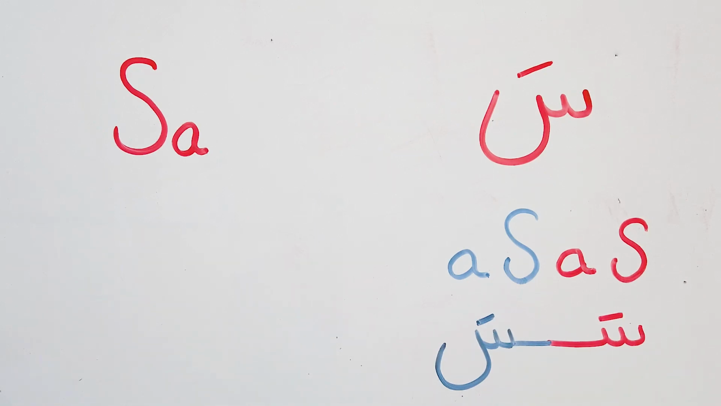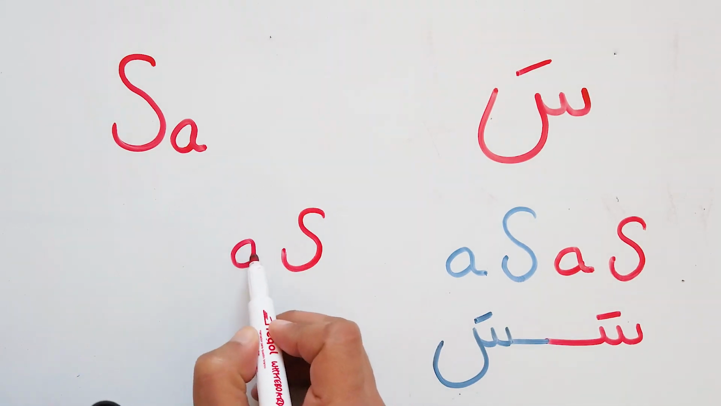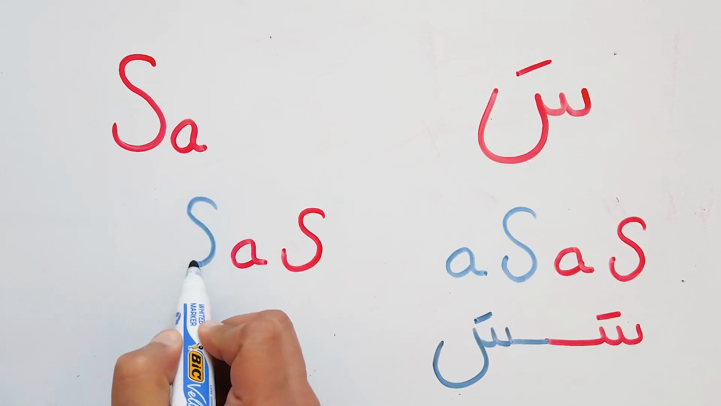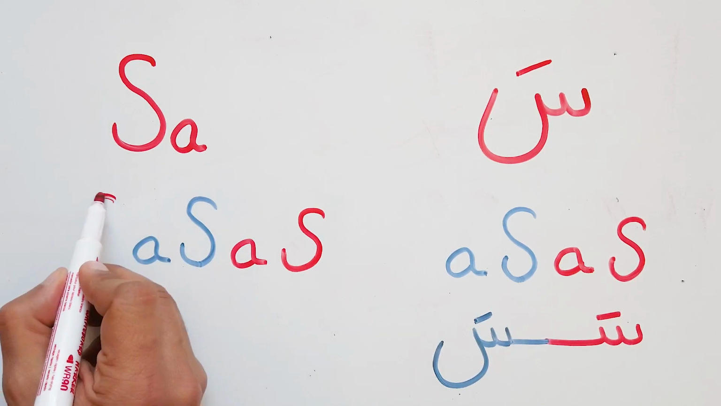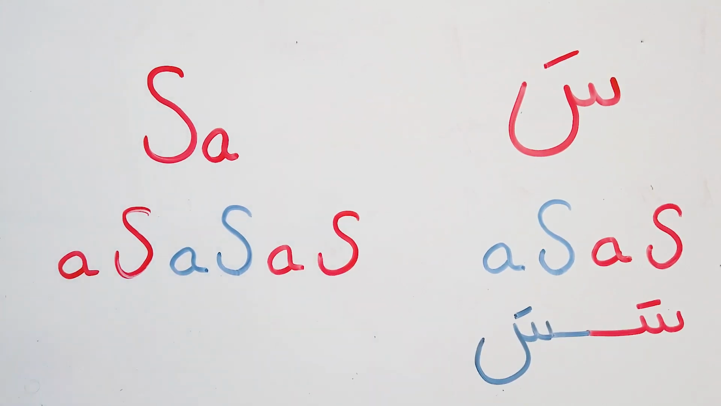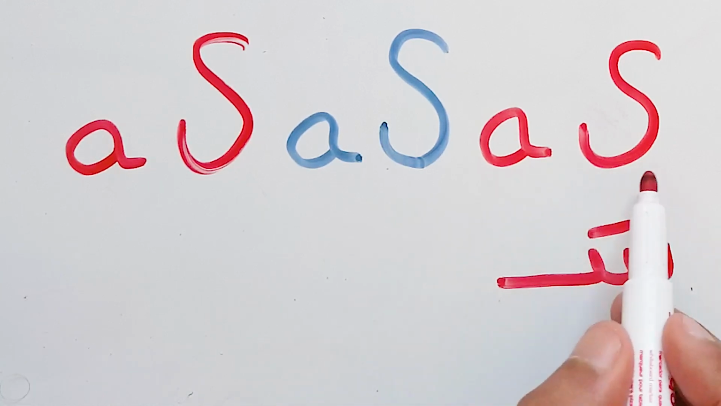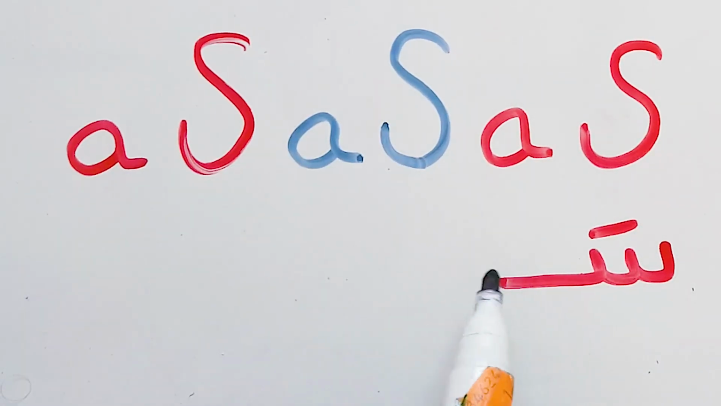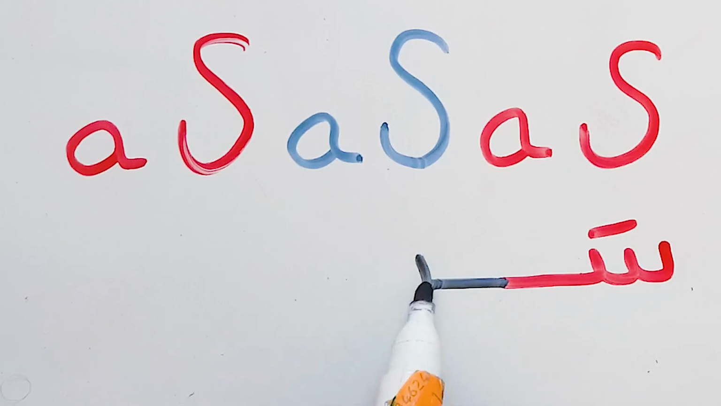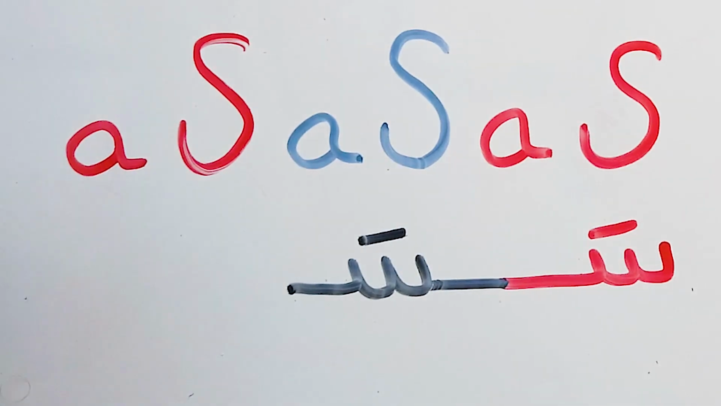Okay, let's write another word now. Let's write sa, sa, sa. How will it be, sa, sa, sa, in Arabic? Let's see. So, sa in the beginning of the word will be the same. Sa, sa. And then we have sa in the middle of the word. Sa, sa. And finally, we have sa in the end of the word.